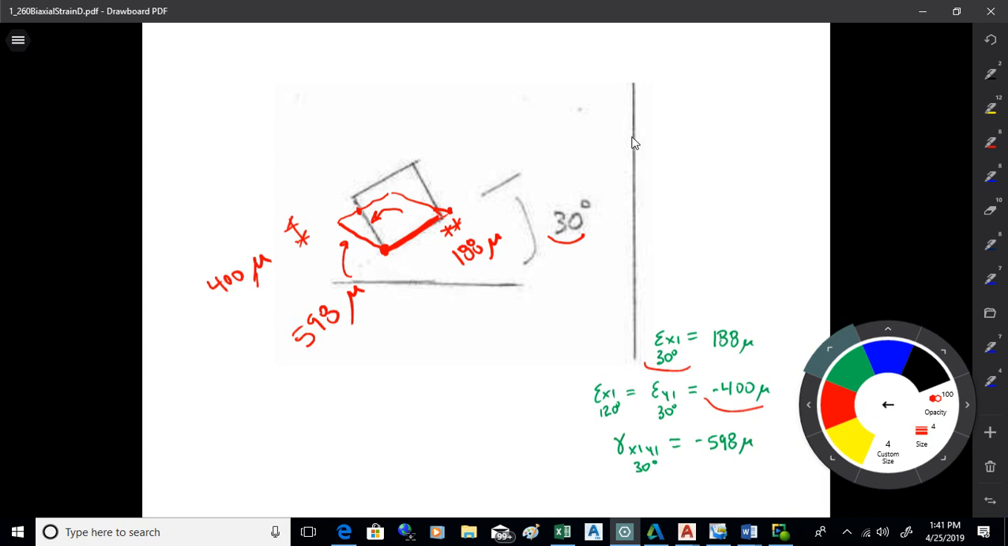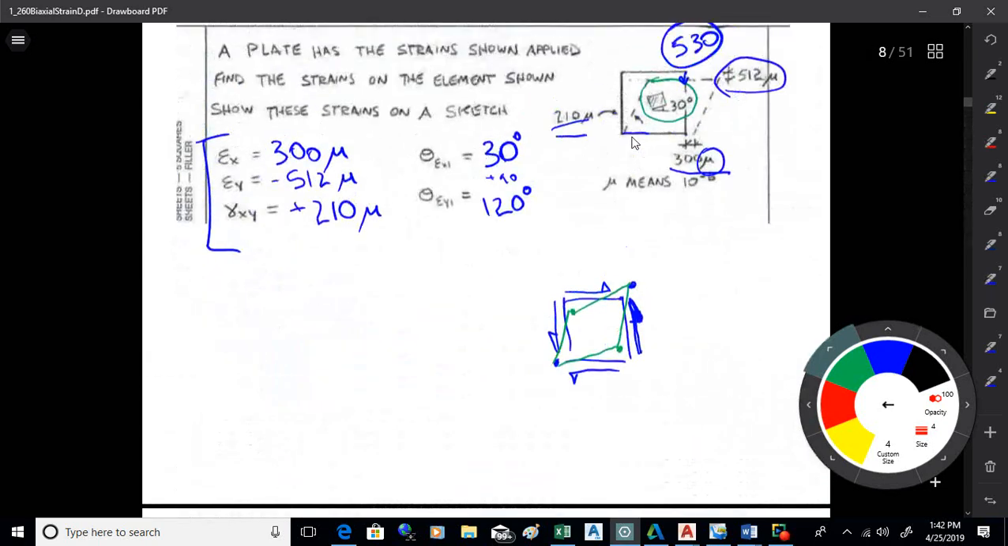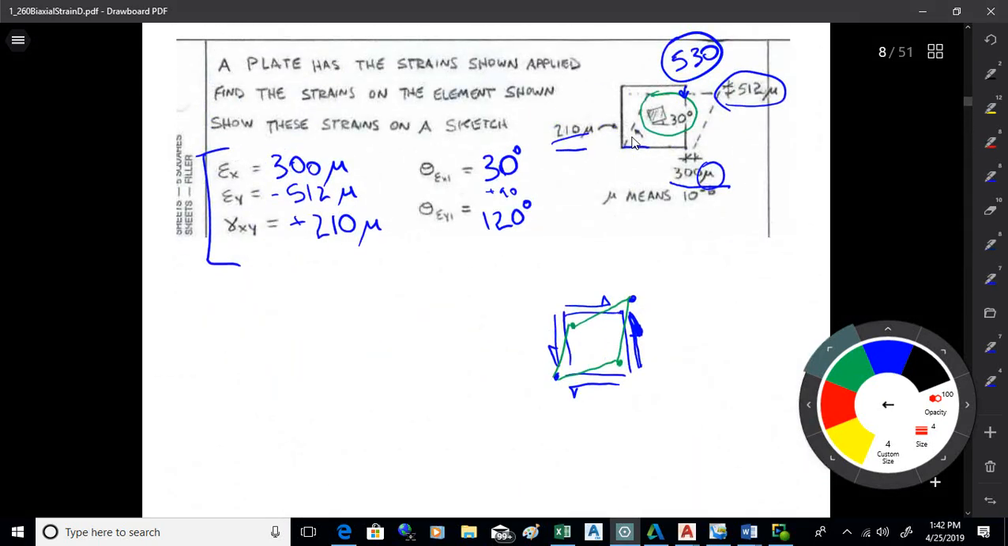So we're doing all right with that? Okay. So what we just did there is we started off with strains in the X and Y directions, and using those we're predicting what will happen on an angled element in what we call the X1 and Y1 directions. Okay, that's the process we just did.